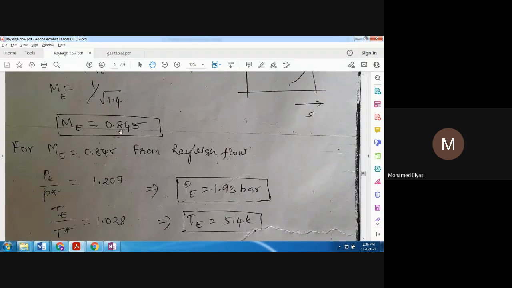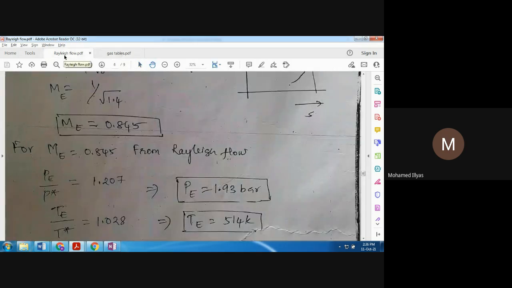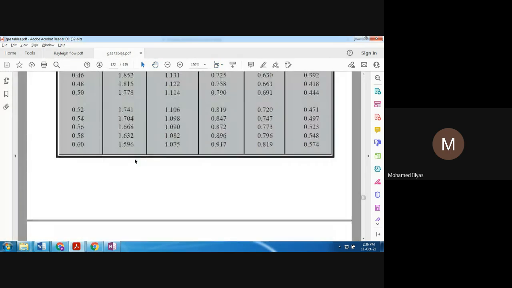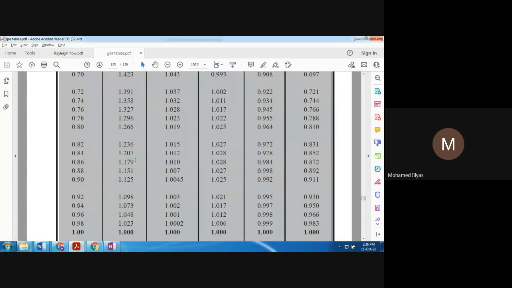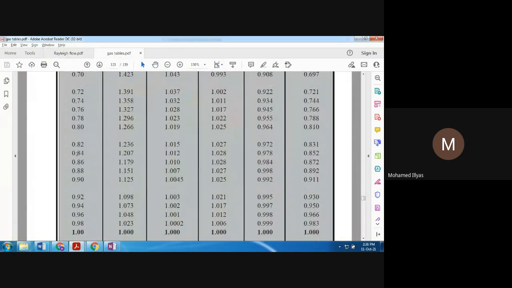So for this 0.845, now we'll refer to our Rayleigh flow table for gamma is 1.4. So 0.845 is nothing but 0.85. Either you can take the average of these or you can take 0.86, no problem. 0.84, 0.85, any of these two values you can use. You'll get the same answer. There won't be much variation in the answer.